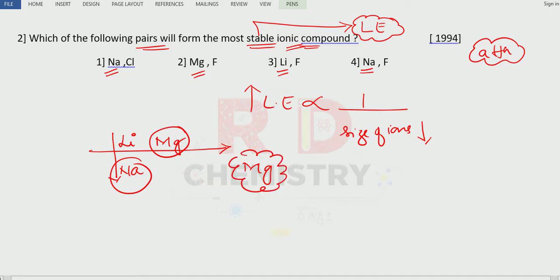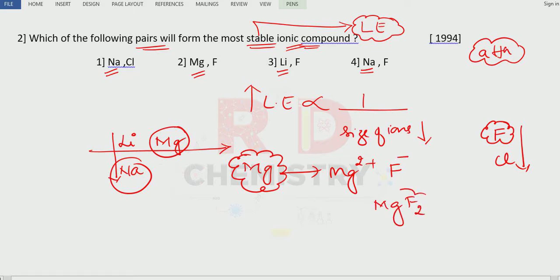We have selected the cation because magnesium can form magnesium 2 plus. Correct? Right? Then there is fluorine, and then we have chlorine. Down the group size increases. Which is the smallest now? Fluorine is the smallest one now. So it can form the fluoride ion. So magnesium fluoride is more of an ionic compound.